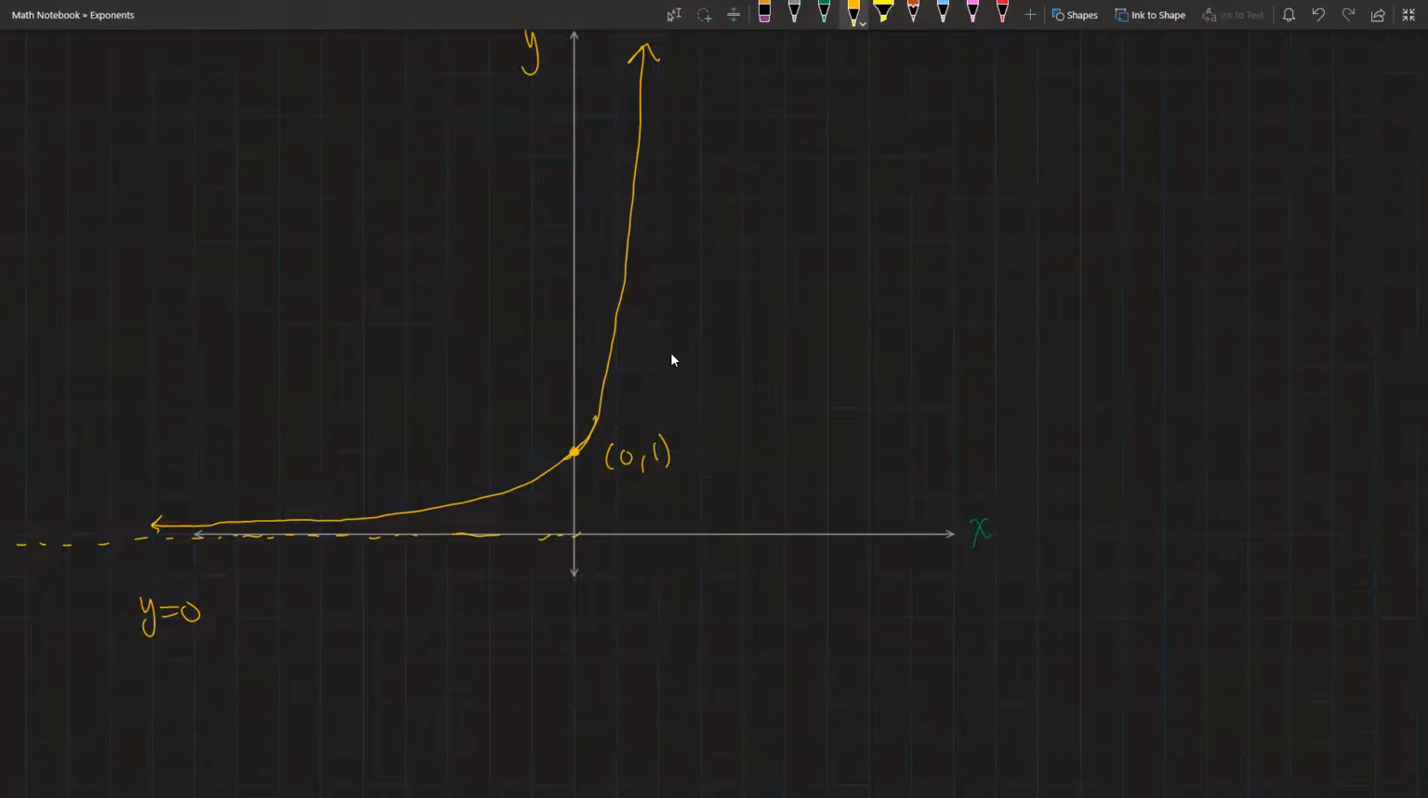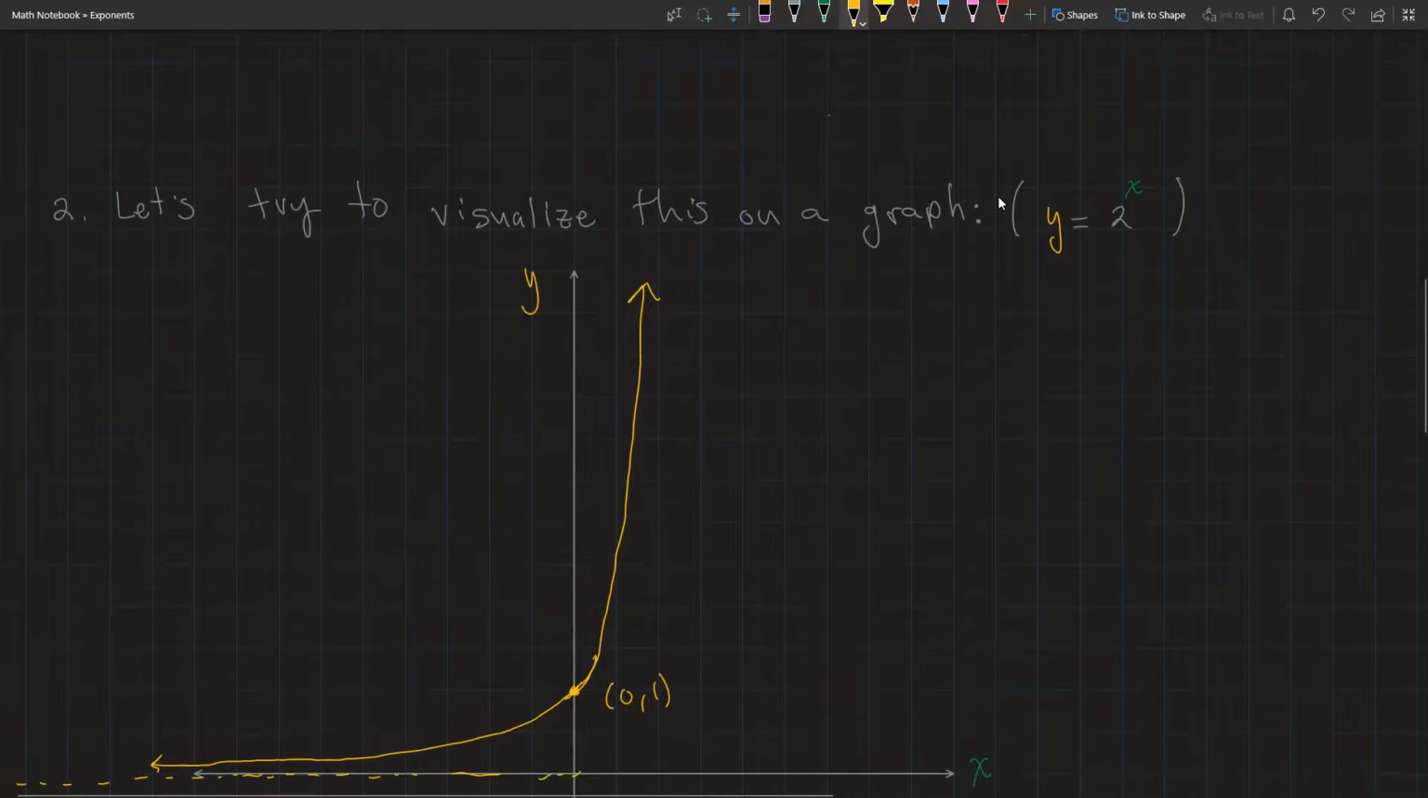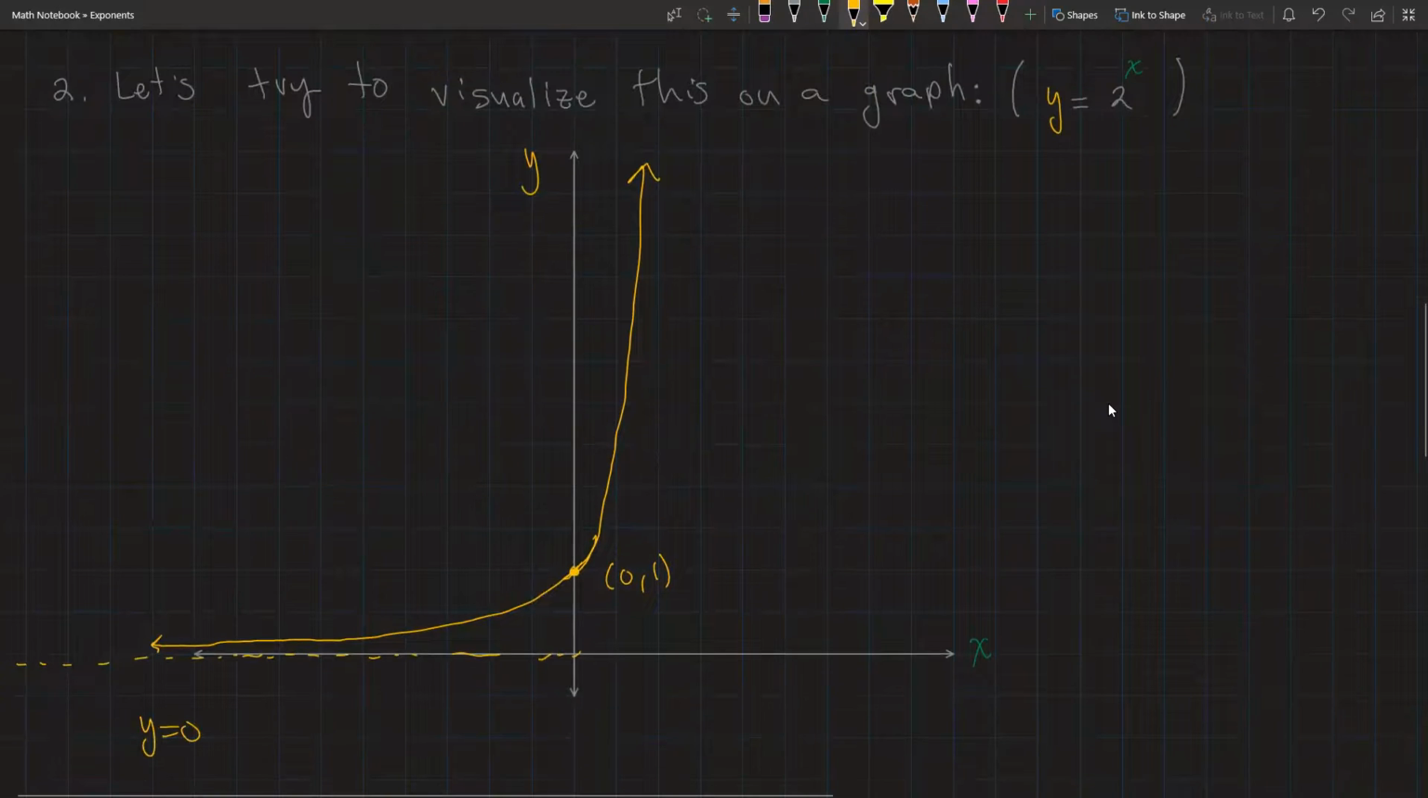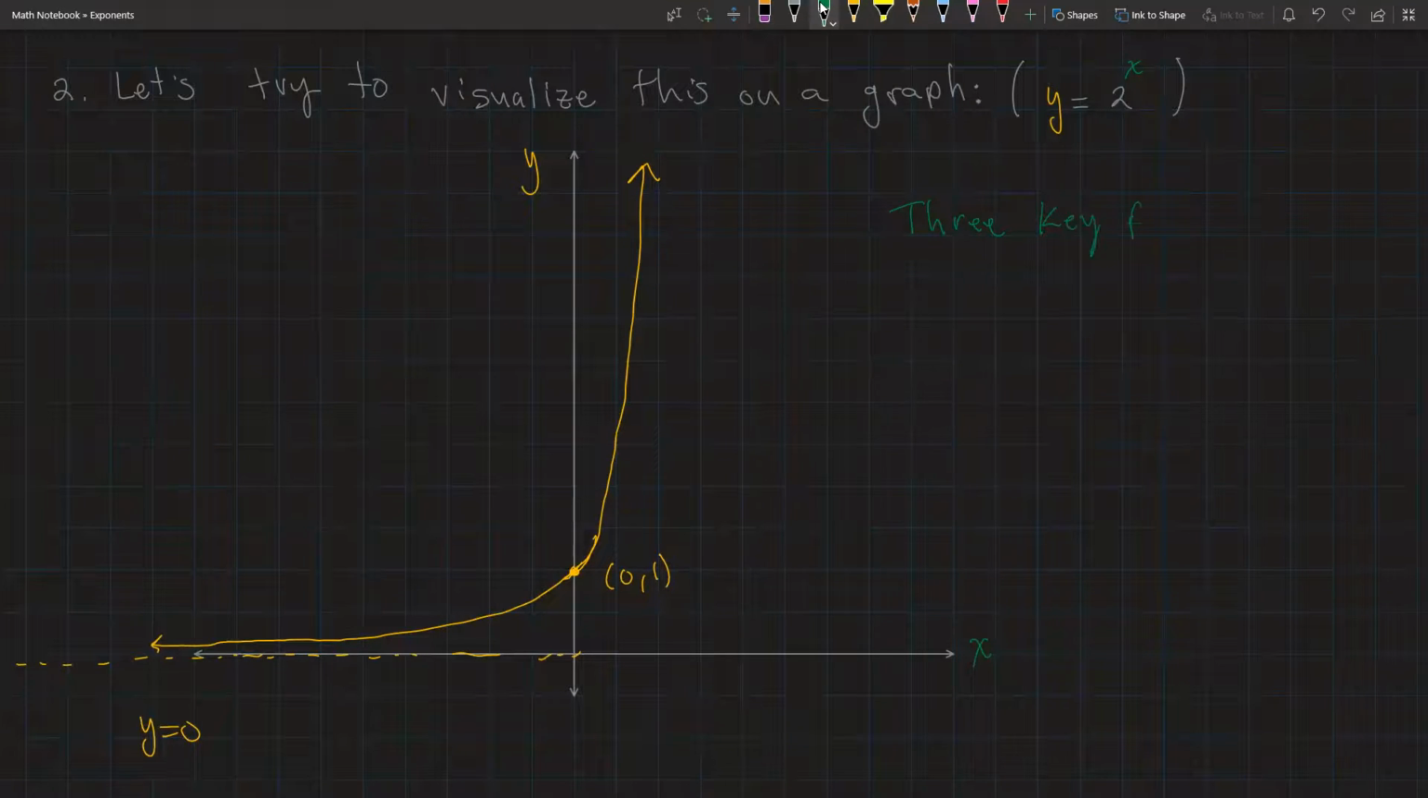This is a parent function for some exponential graph, right? So let's try and highlight 3 key features. What are 3 key features of this graph that are going to allow us to transform this graph very easily in the future? 3 key features. What is something that jumps out at you immediately?